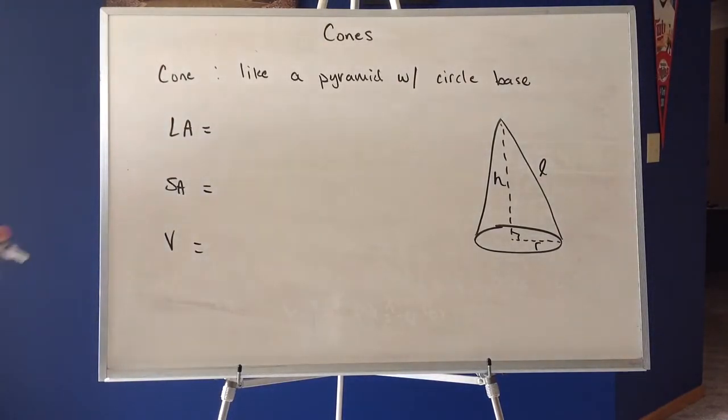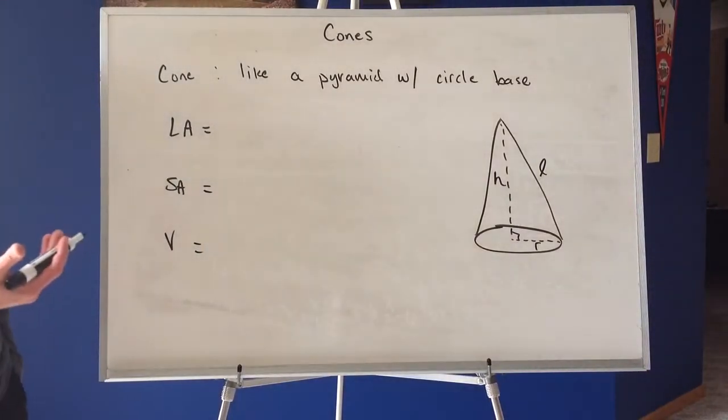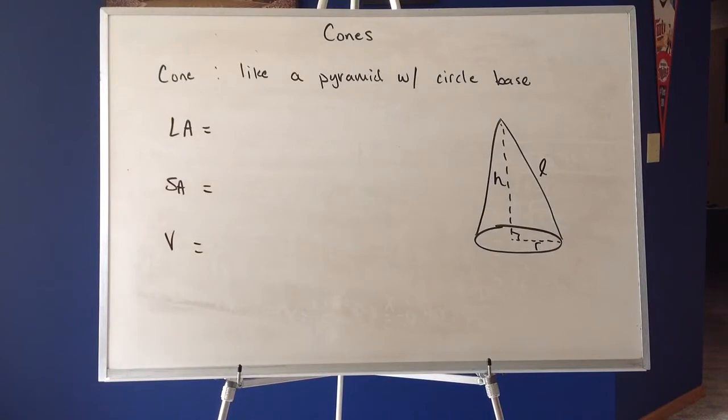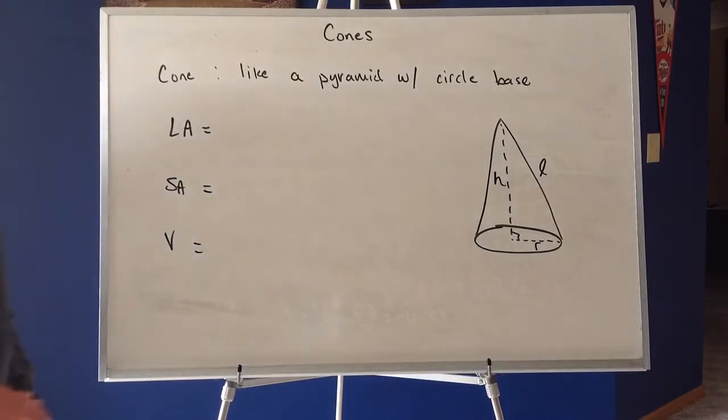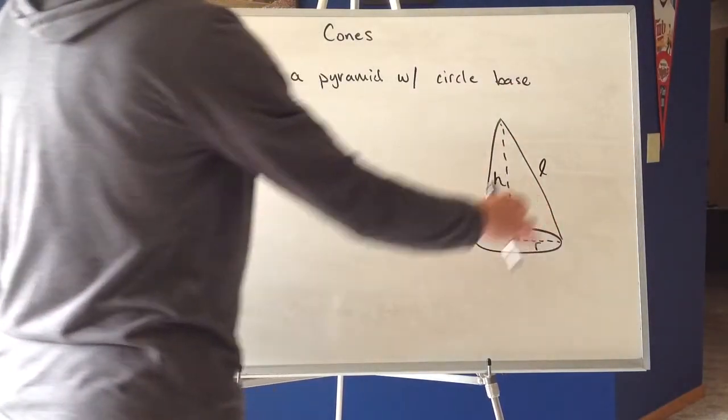Okay, so what we're going to look at today are cones. Cones are like a pyramid, if you think of pyramids, except they have circle bases. You can think of traditional ice cream cones, which are shaped this way as well. When we're working with cones, there's really three big pieces that we need to be aware of.